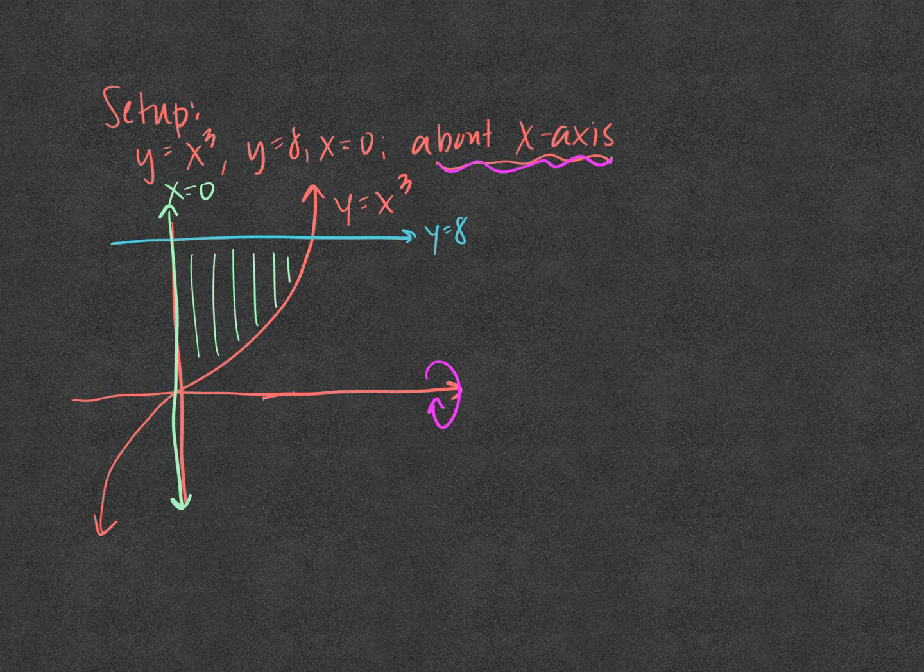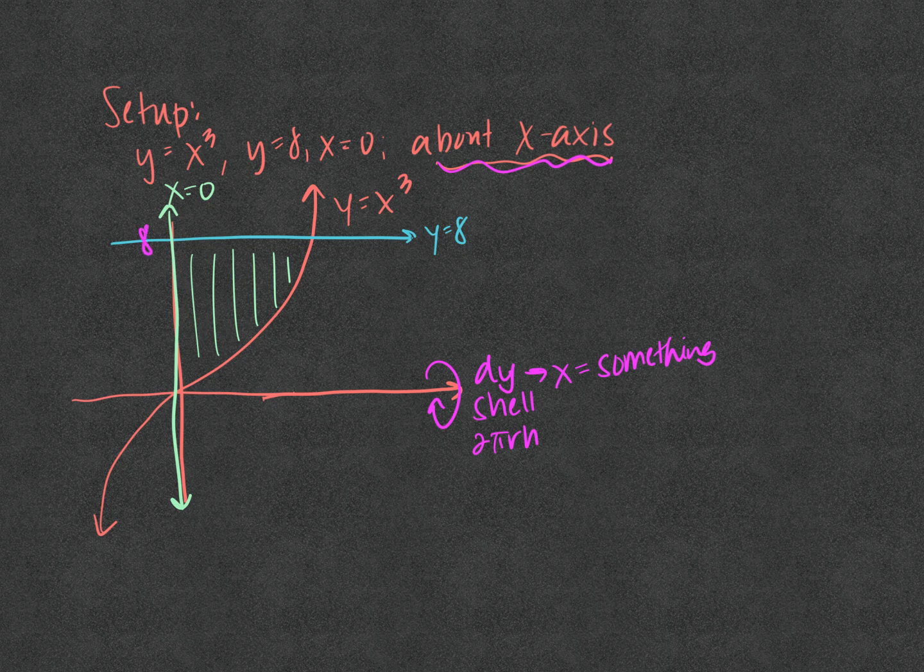So to do the shell method, we need to be in terms of y. The shell method means we need to use y because we're going around the x-axis and we're going to use 2 pi r h. Okay, so what we have here is since we're in terms of y, this means x equals something. Those are my functions. Anything that is y is a bound. So this y equals 8 is a bound.